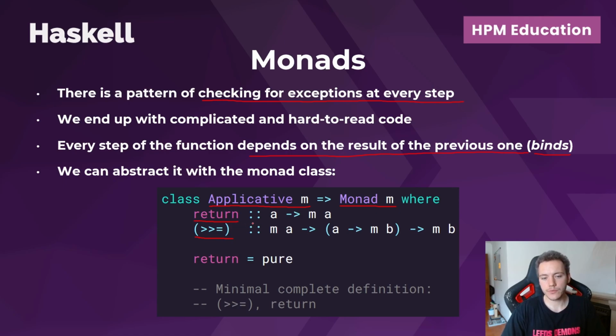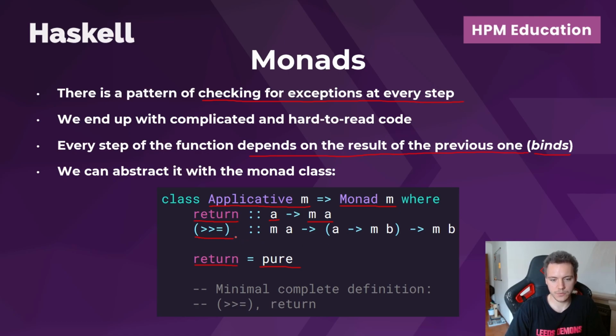So starting with return, it's a pretty simple method that simply takes a value and returns a monadic version of that value, wraps the value into the monad type. In most cases, return is going to be the same as pure from the applicative type class, right? Which also takes a value and wraps it into the applicative type constructor, or returns the value in that type. So that's pretty simple.